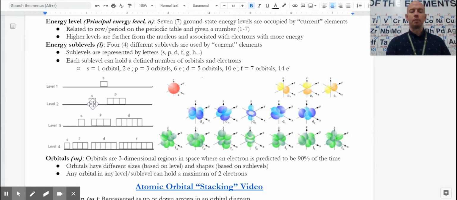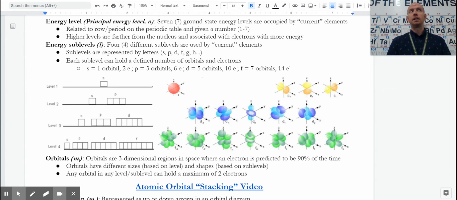The F sublevel can hold 2 per orbital, but it's 7 orbitals, meaning 14 total electrons. I did describe orbitals a lot already. Those orbitals are those 3-dimensional areas in space. Any orbital, S, P, D, F, or even once we get to G, H, or I, can only hold 2 electrons, and they have different sizes and different shapes based on how close they are to the nucleus and which type of orbital they are.